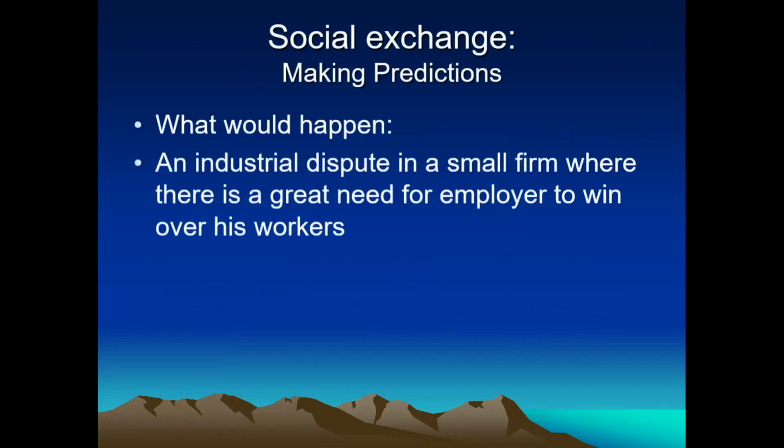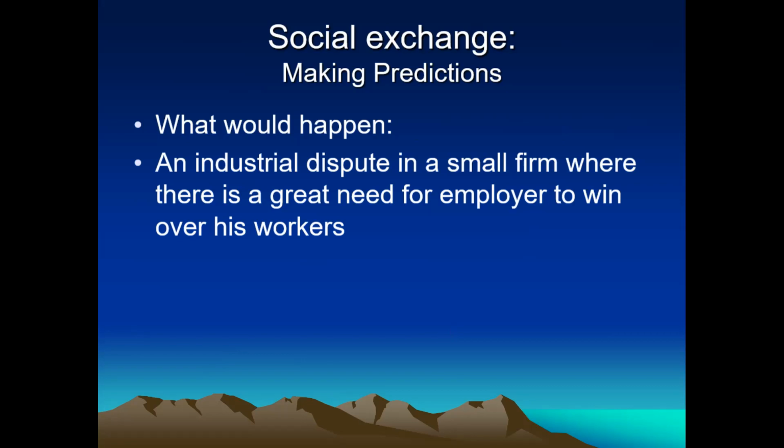Making predictions. So what would happen? Let's say there is an industrial dispute in a small firm where there is a great need for the employer to win over his workers, right? Now you might have what we call downward convergence, because in this case, the employer is trying to win over his workers. So at this point, he's not going to be using the prestigious form to speak with his workers, right? Likewise with our politicians, when they go on the campaign trail, them not sound like how them sound in a parliament, because they're converging to the speech of these potential voters.